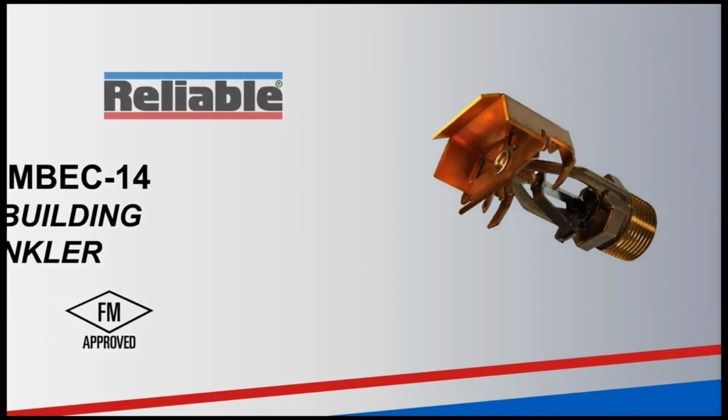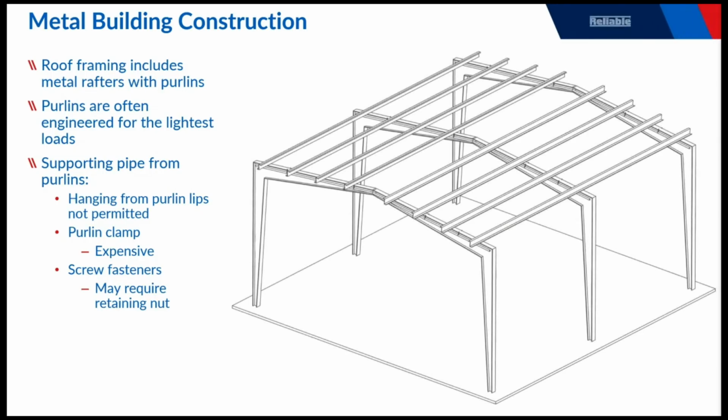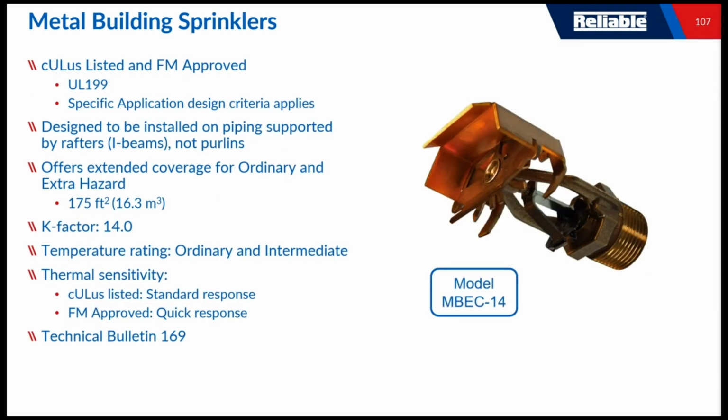Moving on, we have our MBEC 14 metal building sprinkler. UL listed, FM approved. The idea was that you had metal building construction, and they often had purlins, and it's difficult to attach your sprinkler piping to it. The purlins were lightweight. We had different things like purlin clamps that were expensive. Screw fasteners were difficult, oftentimes requiring nuts on the back side of them. So we wanted to try and solve this whole entire process by creating a brand new sprinkler. That would be the MBEC 14.